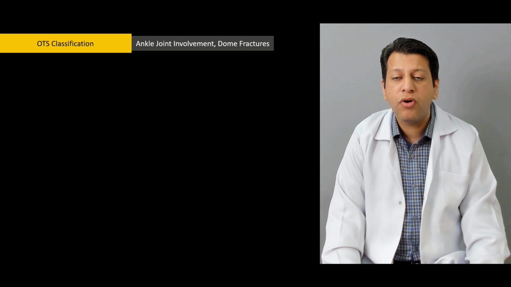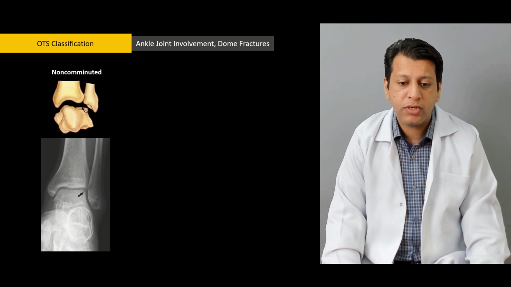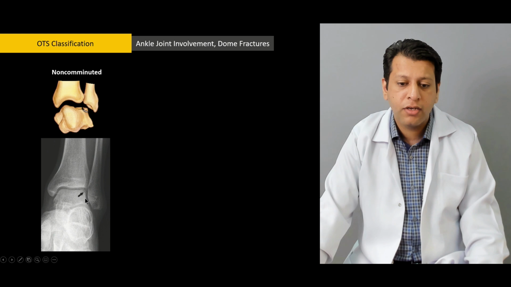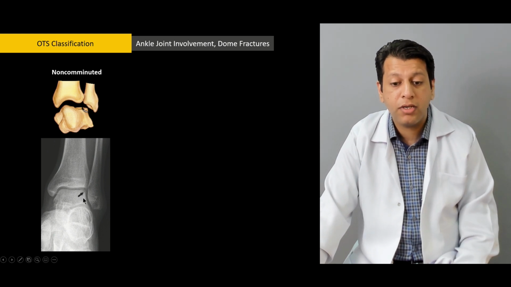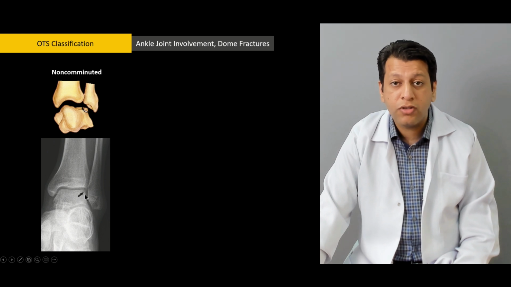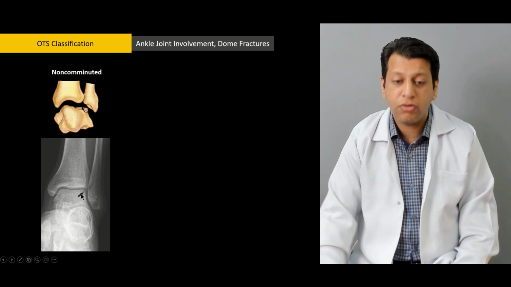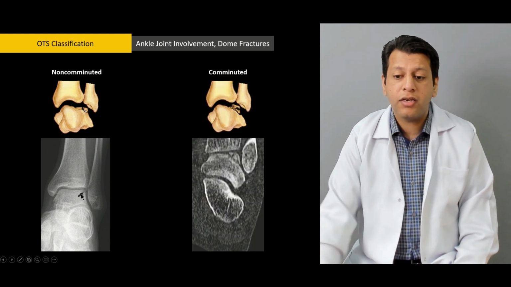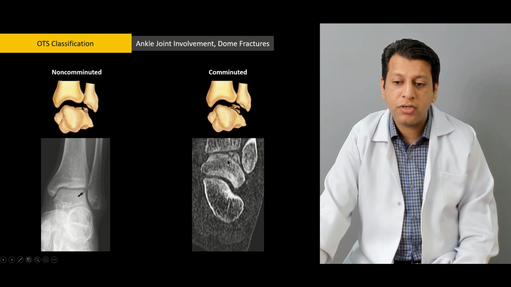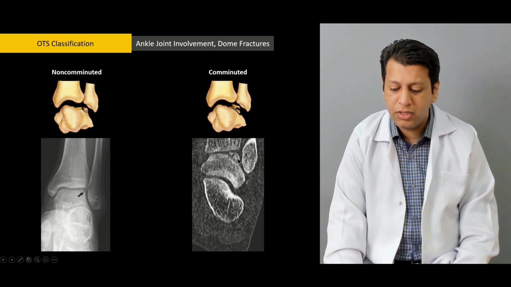Now ankle joint involvement with dome fractures. Sometimes what happens is, if you see it over here, this is the fracture which may appear. Now this kind of fracture may be an avulsion type fracture. This could be an osteochondral lesion, or this could be a fracture of the dome of the talus. Sometimes on X-ray you're not very clear about what type of pattern it is. You may need to get a CT as well, and if you get a CT, you can very well appreciate this is actually more of a comminuted fracture, a fracture of the dome with multiple small pieces which can be seen as well.